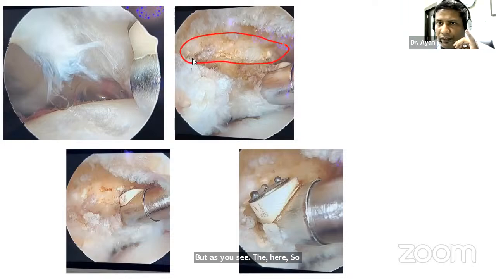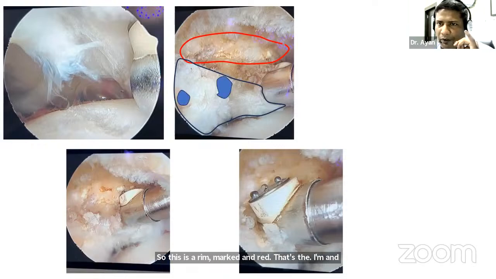So we start actually at this point. We start taking down the labrum. The plan was to detach the labrum, make a clear, healthy bed, and try and repair the labrum back to the rim. So this is the rim marked in red. That's the acetabular rim, and this part is the labrum, which appears very unhealthy. It's not a very good labrum to work with.